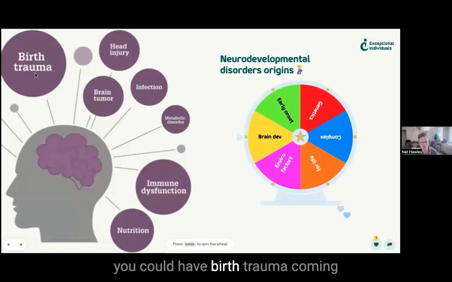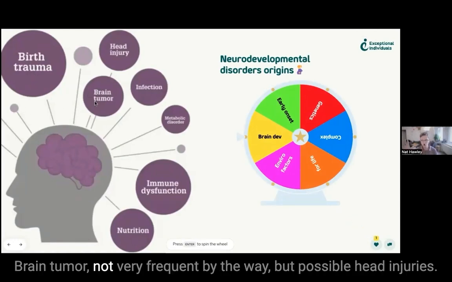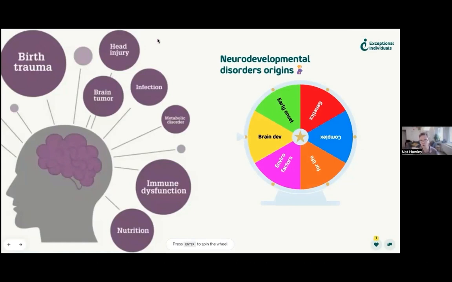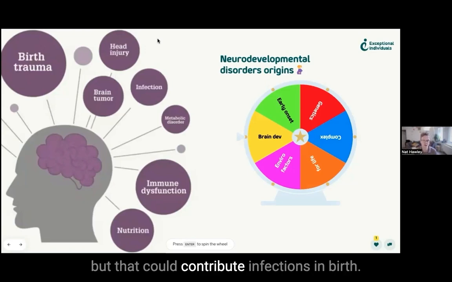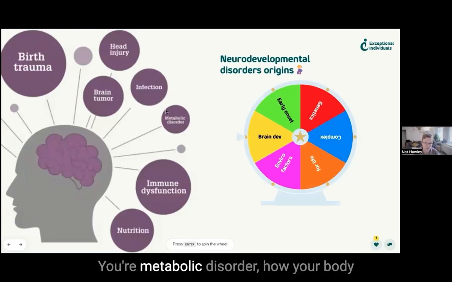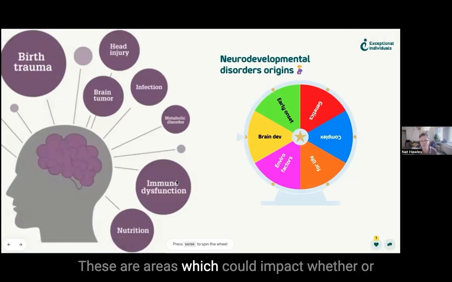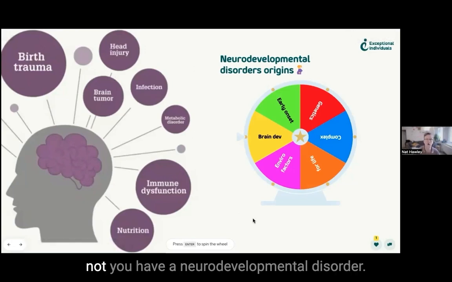You could have birth trauma. Coming out could be traumatic, could lead to it. Brain tumor, not very frequent, by the way, but possible. Head injuries. Not all of it is very much developmental, but that could contribute. Infections in birth, that could be another thing. Your metabolic disorder, how your body processes, immune dysfunctions, nutrition. These are areas which could impact whether or not you have a neurodevelopmental disorder.